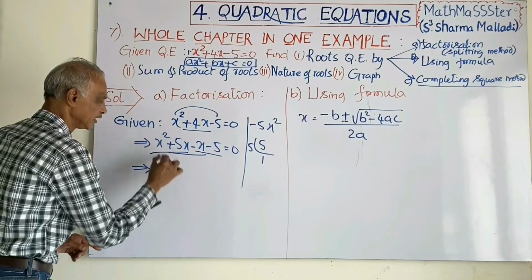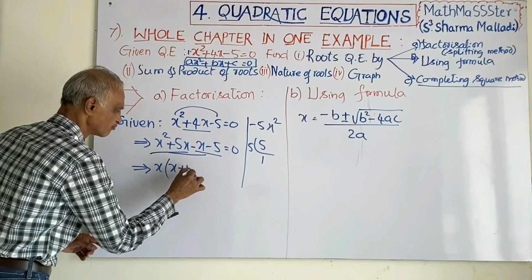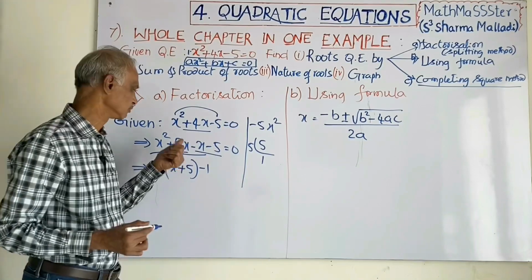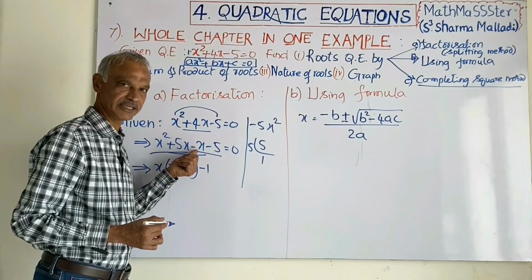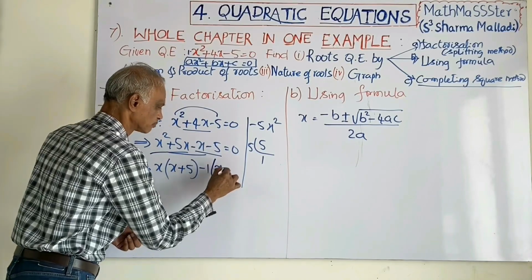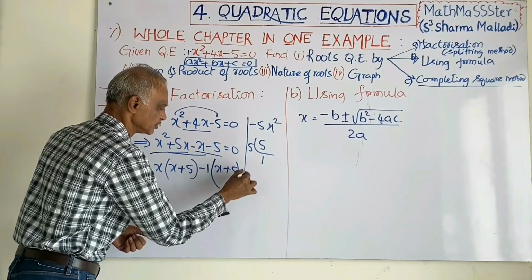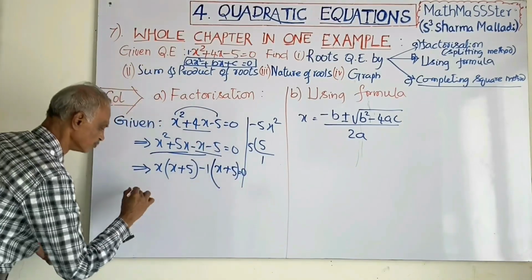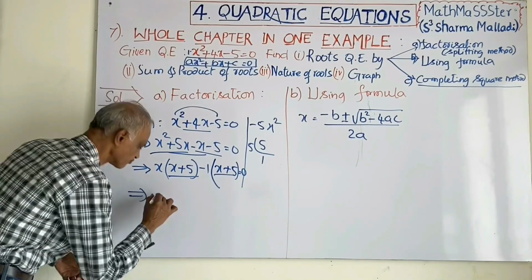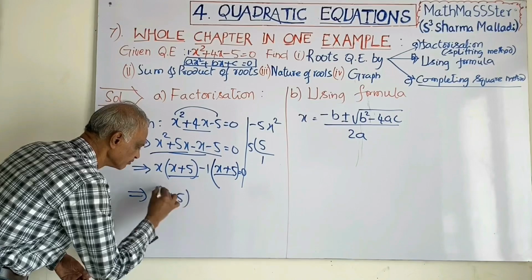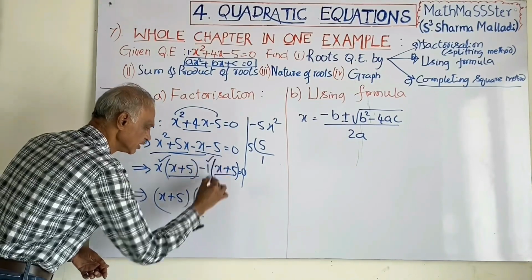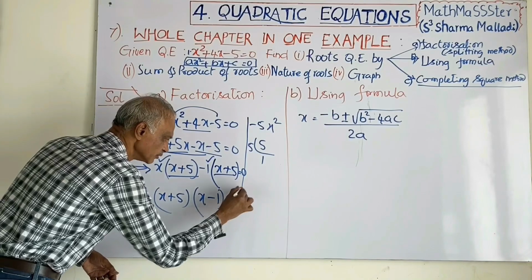What is the common here? x plus 5. In minus x minus 5, you don't have anything else common to take, so you take minus 1 common, giving x plus 5 is equal to 0. Next, what is the common here? x plus 5. x plus 5 into, what is the remaining one? x. What is the remaining here? Minus 1 is equal to 0.